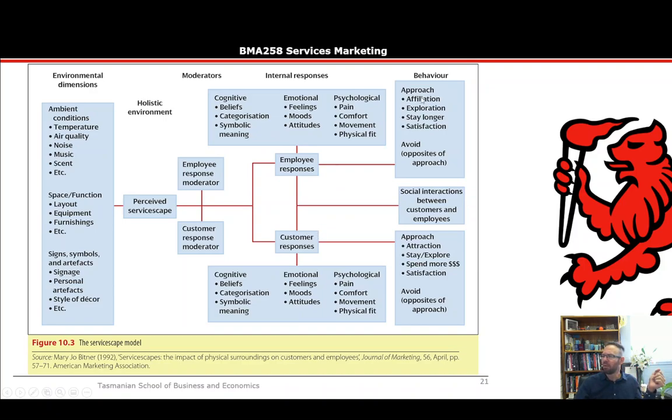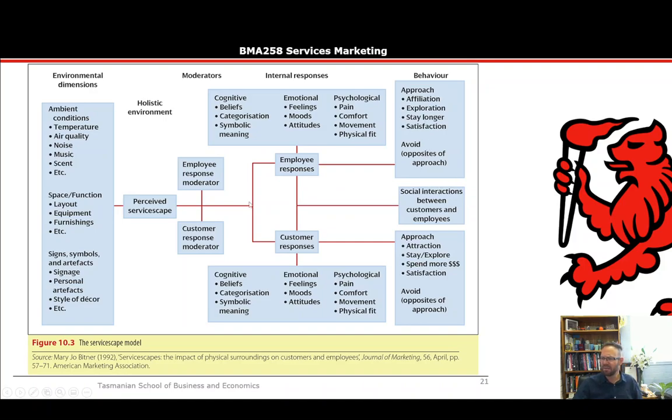Now for employees, it can generate approach behaviours where our employees feel affiliated, like close, connected to our organisation. They like working there. Exploration, so they want to explore more of where they work and what they do. Stay longer, so it's enjoyable to be there, so they're prepared to stay longer, whether that be overtime or not knocking off early, things like that. And overall employee satisfaction. So the avoidance behaviours are the opposites of approach. It means that they feel disaffiliated, so they don't feel like a part of the organisation, and all these things.